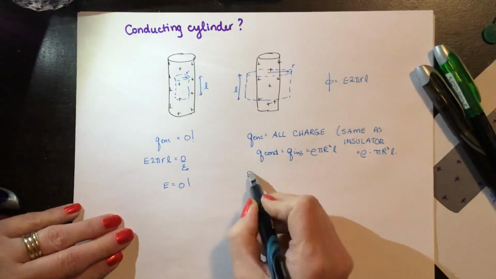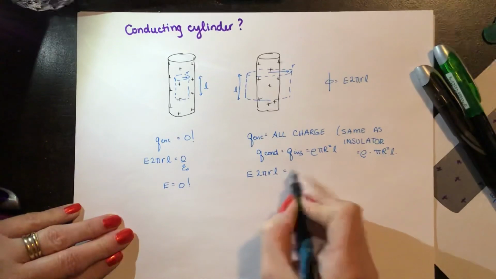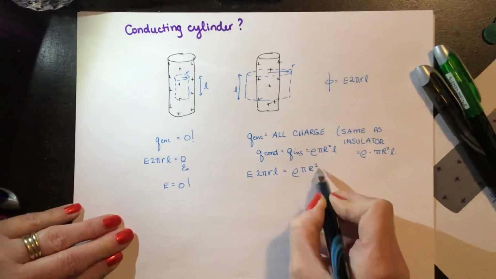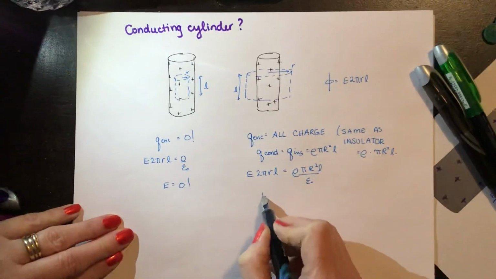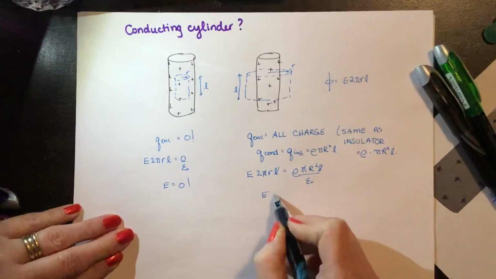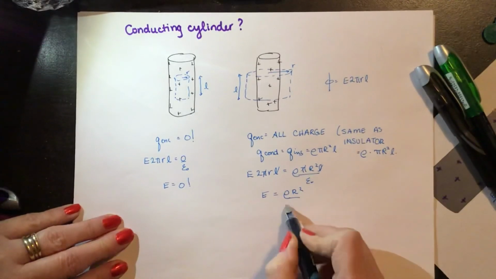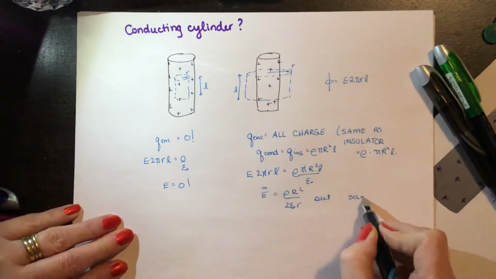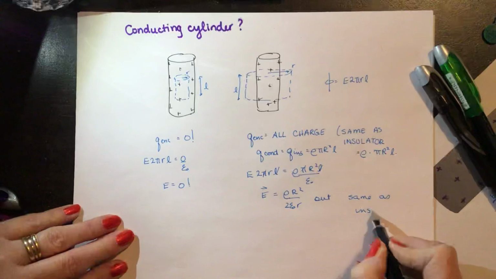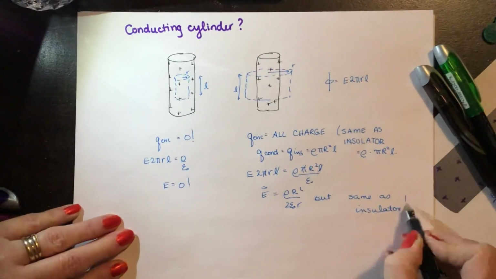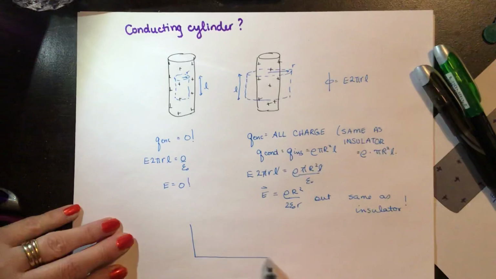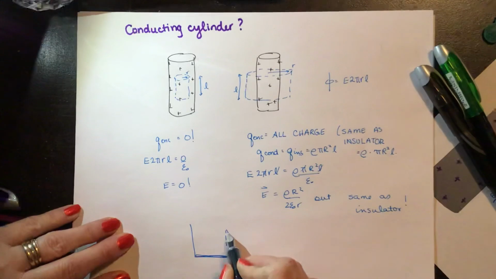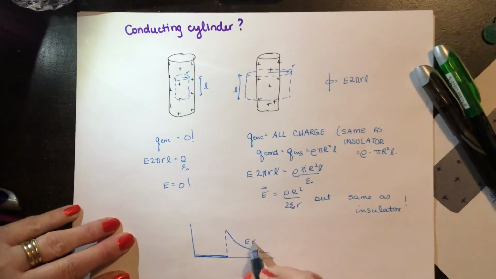Okay, put this together. My net flux is E times 2 pi r L equals my net charge over epsilon naught. Solve for E. The pi's cancel, the L's cancel. E equals rho times r squared over 2 epsilon naught r, radially outwards of course, same as the insulator. So once you're outside of a charged object, it does not matter if it's a conductor or an insulator. If we were to draw a graph, we'd have the electric field inside equals 0, and the electric field outside falls off as 1 over r.